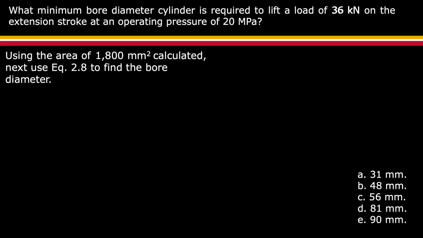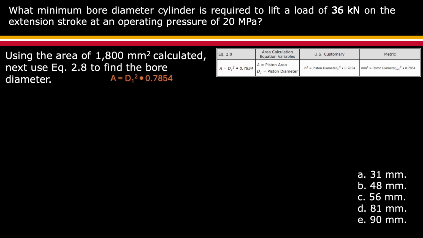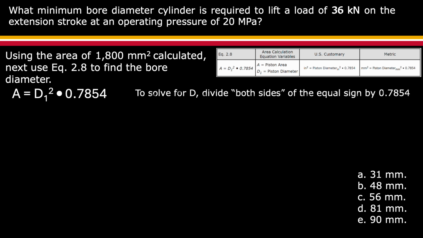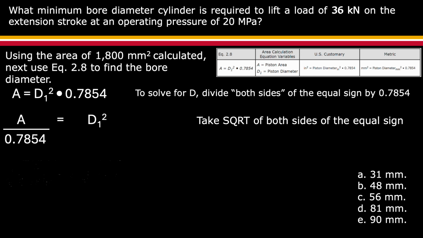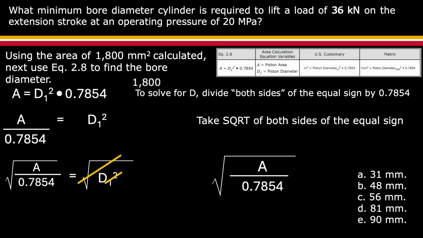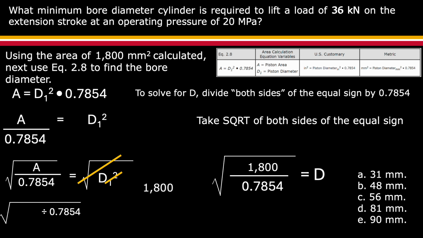Using the area of 1,800 square millimeters calculated and picking up from what we've learned in equation 2.8, we would pull that 1,800 square millimeters into the equation, divide 1,800 by the constant, that will total 2,291.83. The square root of that number is 47.87, and rounding gives you the correct answer, B, 48 millimeters.